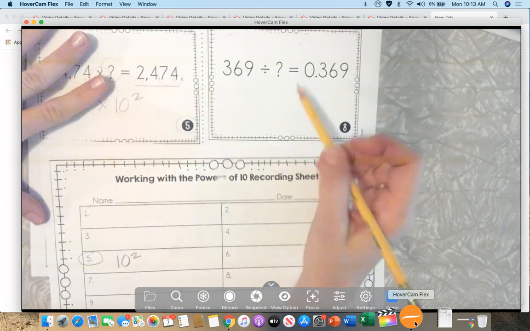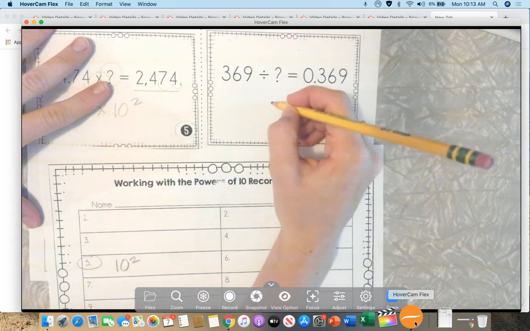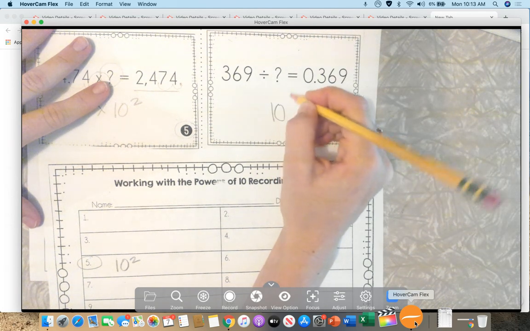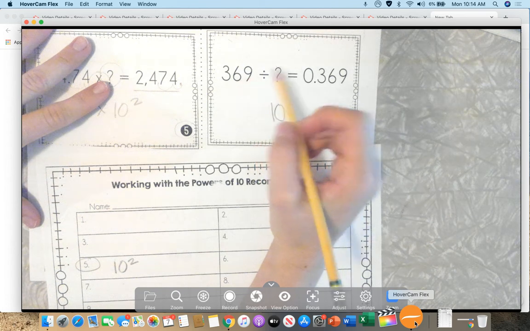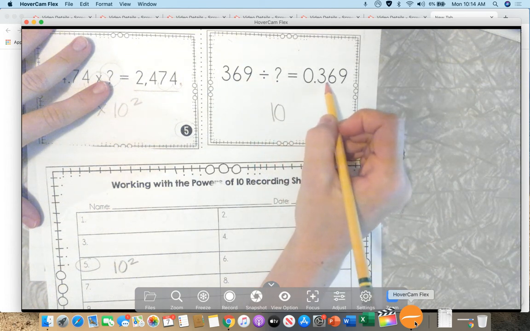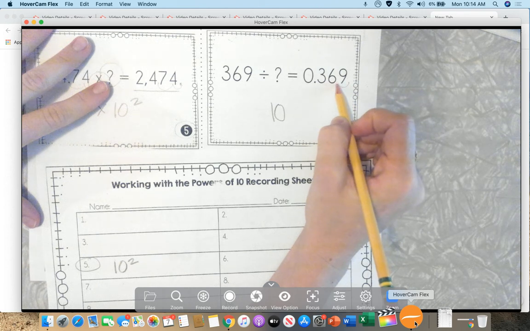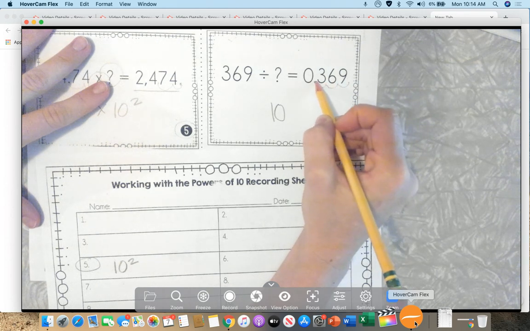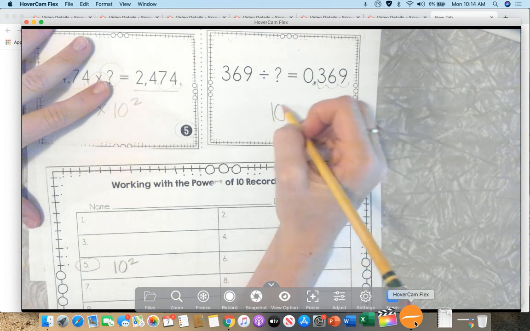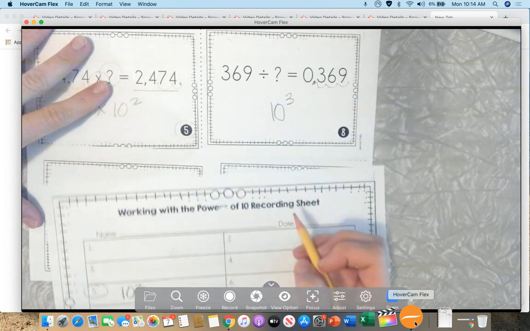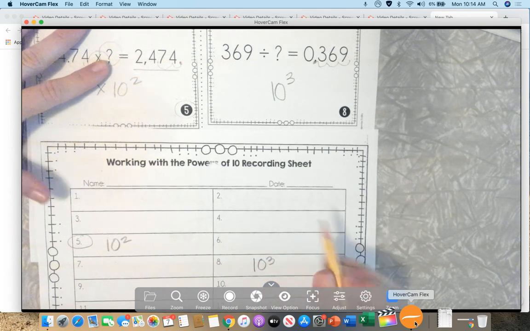Okay, now let's do a division one. Division, the decimal goes to the left. It was divided by a 10, but what power? So 369 turned into 0.369. Notice the decimal moved once, twice, 3 times, you guys. If it moved 3 times to the left, it was divided by a 10 to the power of 3. So my answer is 10 to the power of 3.